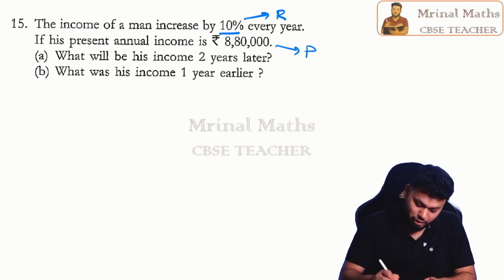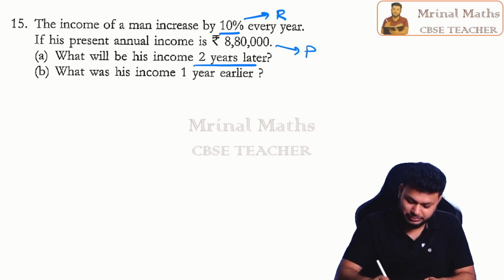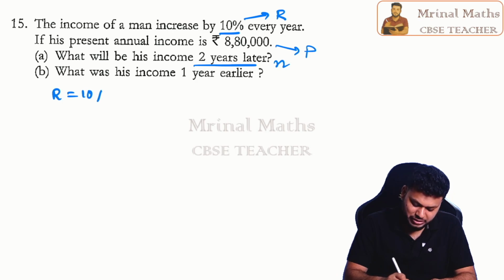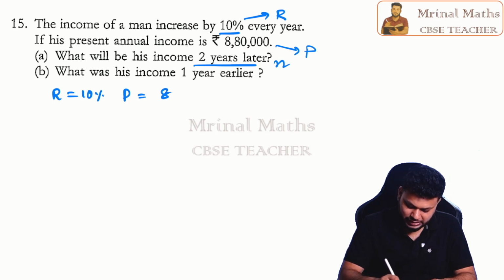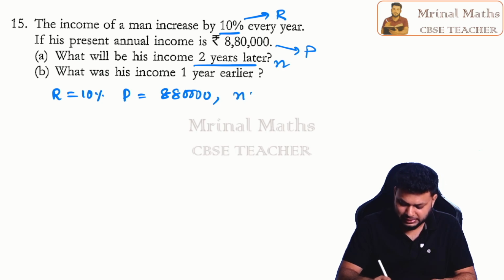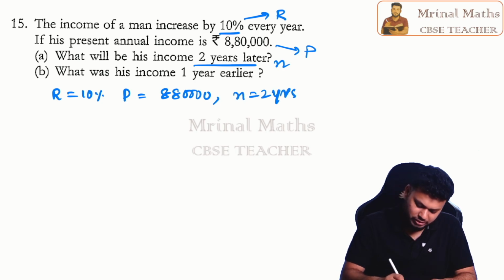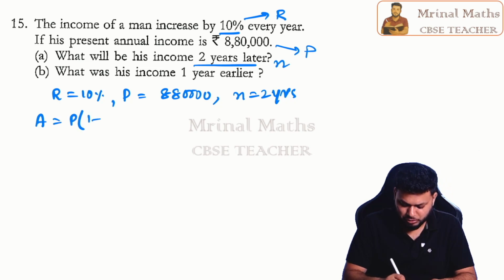Okay. For how many years? For 2 years later. So n is 2 years. We know r is 10%. We know p, that is 8,80,000. And then we know n, that is 2 years. This is what we know using A equal to P into 1 plus r by 100.